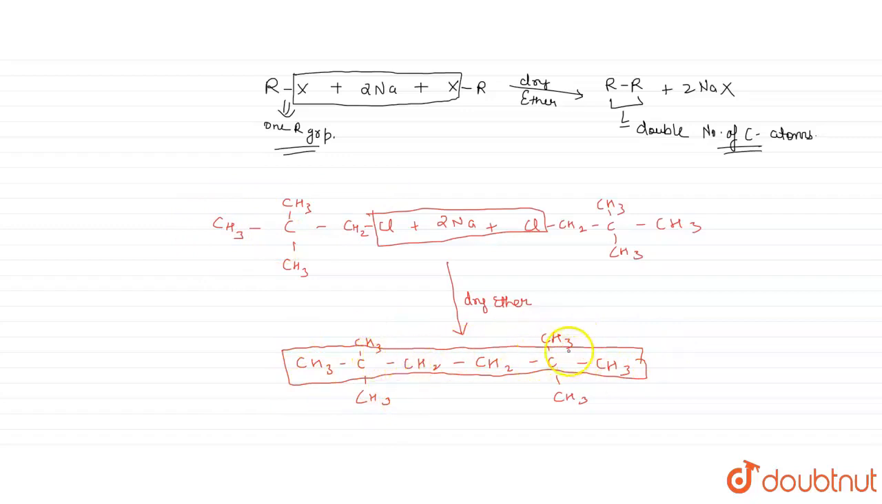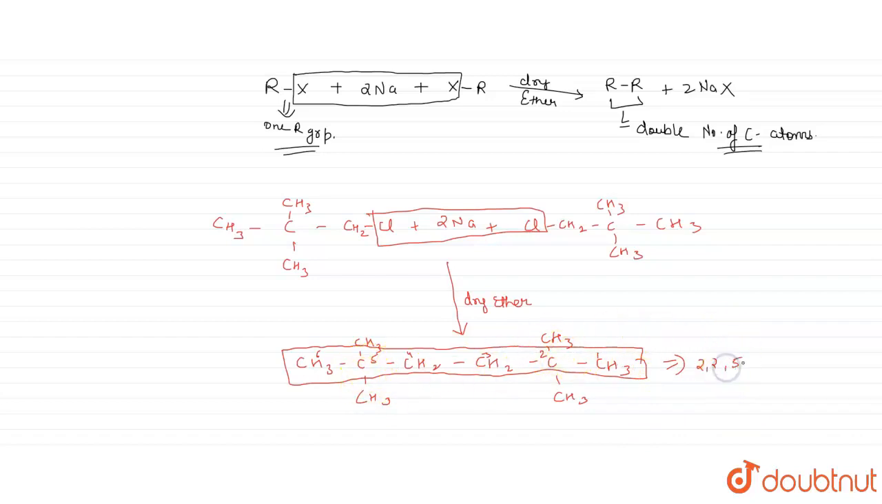Okay, now let's find the name of this alkane. What will be the name? Let's start the numbering. Numbering will be like this: 1, 2, 3, 4, 5, 6. This is the carbon chain of 6 carbon. Okay, and we have dimethyl at 2nd and 5th position.